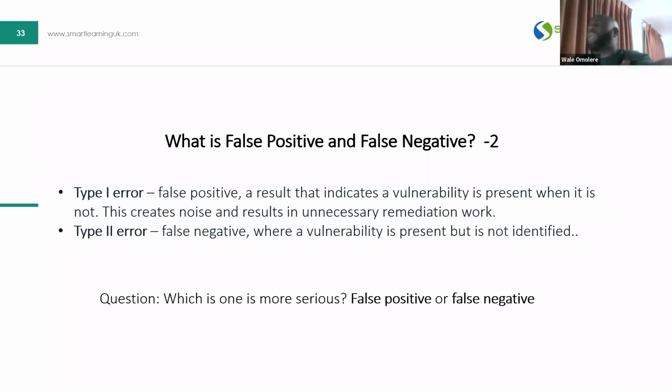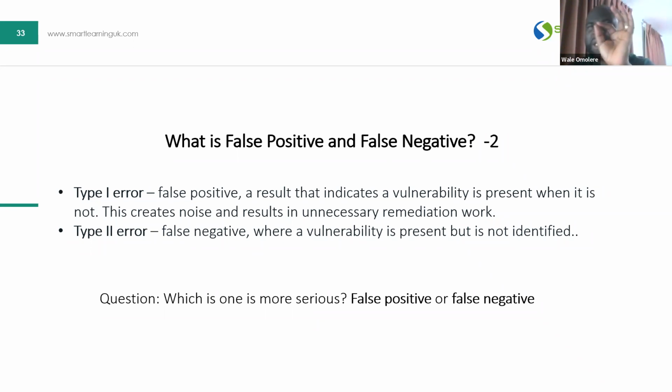Or they can just say, what do you think about it? So they are not expecting you to just give the description or definition. They expect you to explain it a little bit further. And the moment you start to talk about how it creates a lot of noise and results in unnecessary remediation work, they will nod their head and say, this is the person that we want to hire.